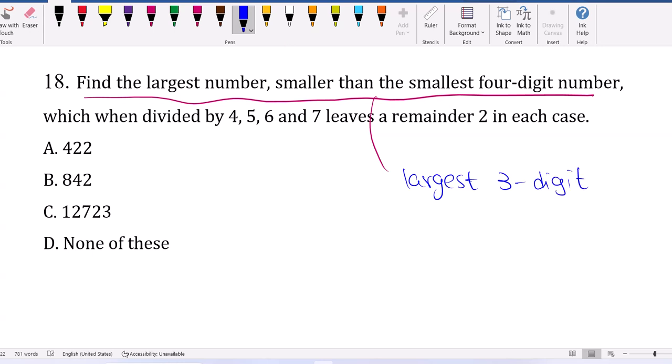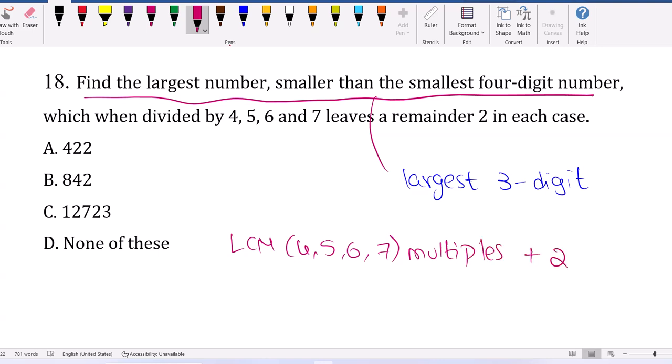I want to find the largest three-digit number which satisfies that when divided by 4, 5, 6, 7 it leaves remainder 2. That means we have to take the LCM of 4, 5, 6, 7 and take its multiples plus 2. The LCM of 4, 5, 6, and 7 is 420. 210 is not divisible by 4, that is the problem. So 420 multiples plus 2 is your answer.